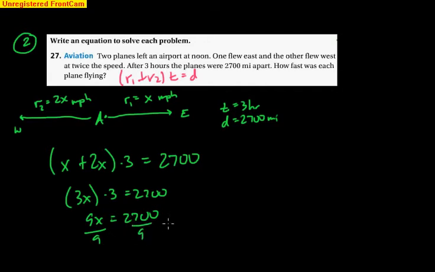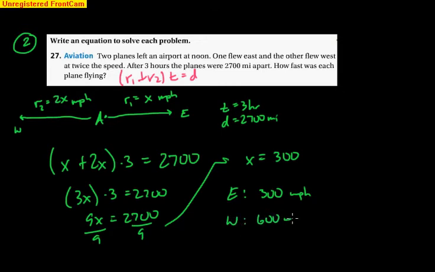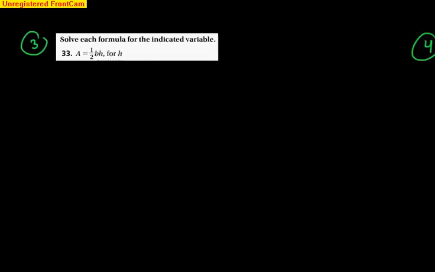Divide by 9. And x comes out to be 300. So that is the rate the guy east is traveling. So he's traveling 300 miles per hour. Now to get the rate for the west guy, you need to double it. Double 300 would be 600 miles per hour. Okay, so again, I'll give you this formula. Draw a picture, set up the equation, and solve.